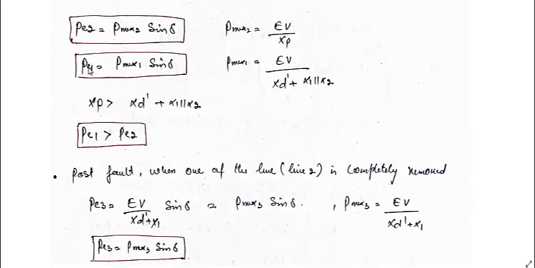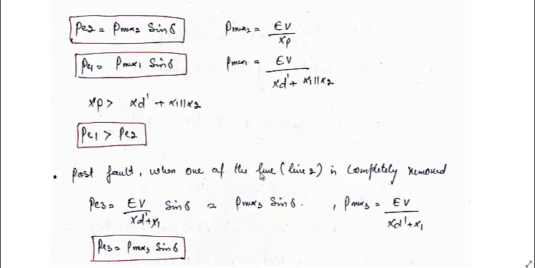When this is done, PE2 is equal to P max 2 sine of delta, where P max 2 is equal to EV by XP, and PE1 is equal to P max 1 sine of delta, where P max 1 is equal to EV by XD dash plus X1 parallel X2. By practice, you will calculate it. This XP will be very large as compared to XD dash plus X1 parallel X2. So PE1 is very large as compared to PE2.